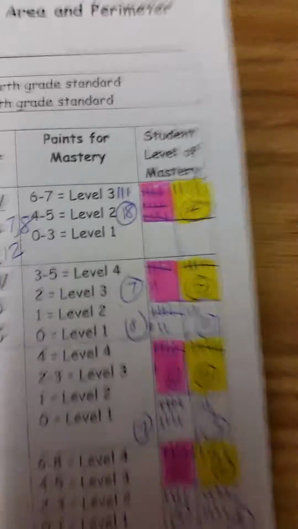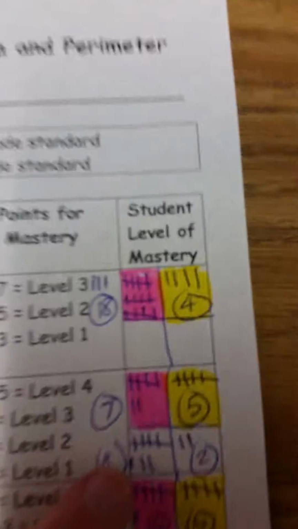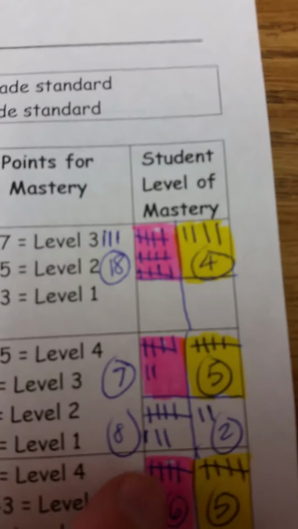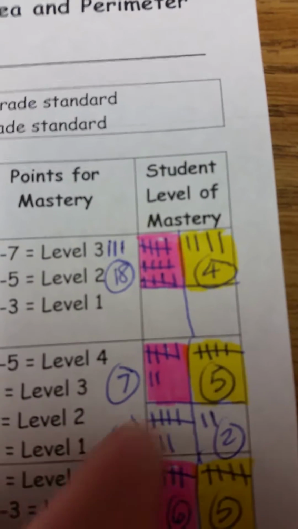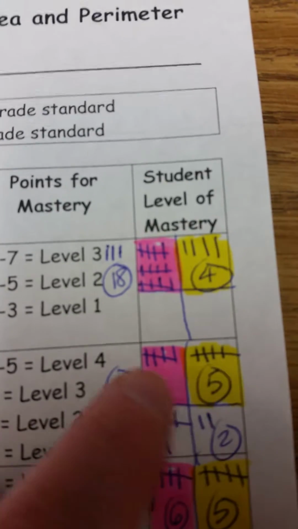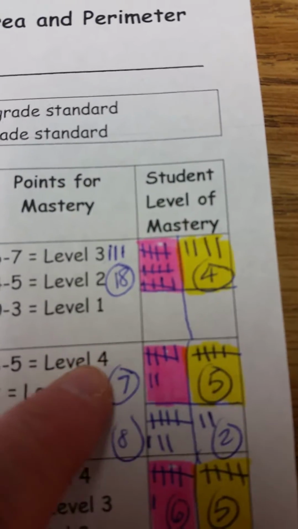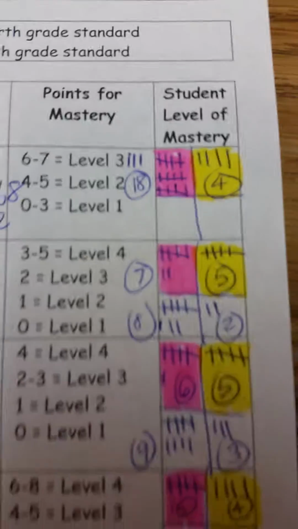And I've done the same thing with every other standard. So with perimeter, I had 2 4s, 8 3s, 5 2s, and 7 1s. And that 7 is almost the same amount of kids who got 1s as 3s.